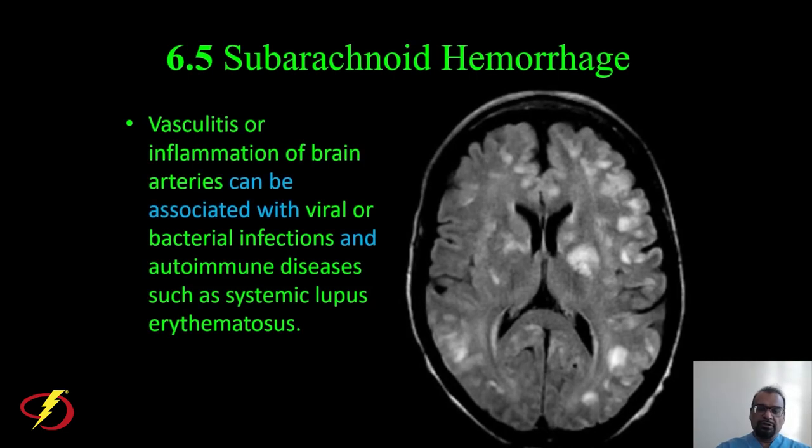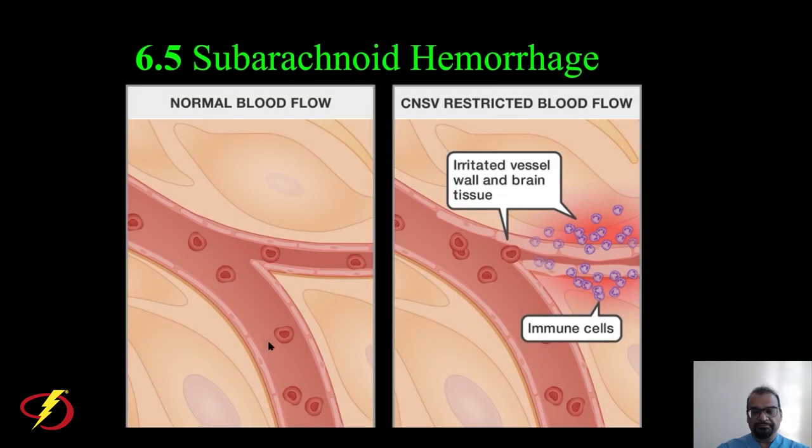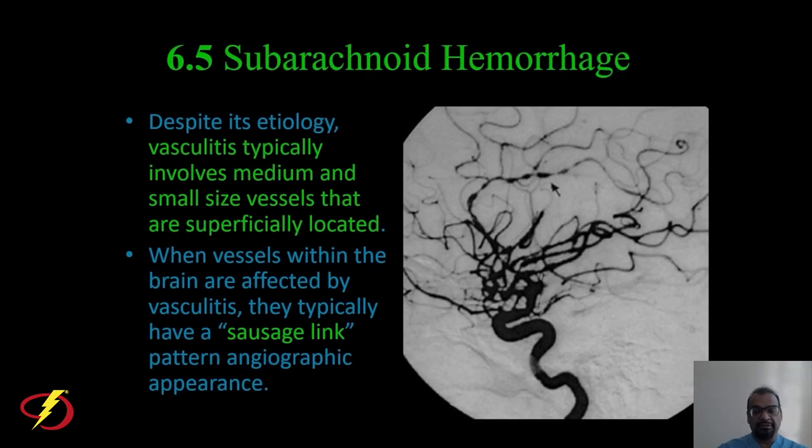So another cause of subarachnoid hemorrhage, and specifically superficial subarachnoid hemorrhage, as we said earlier, is vasculitis or inflammation of brain arteries, okay? These can be associated with viral or bacterial infections or autoimmune diseases such as systemic lupus erythematosus. So things like lupus, where your own immune cells attack these vessels, can weaken them and cause them to bleed. In vasculitis, these tend to be more superficially located.